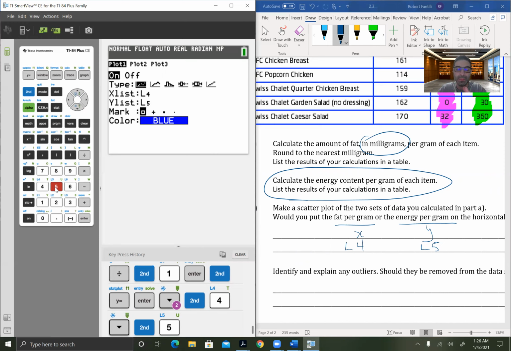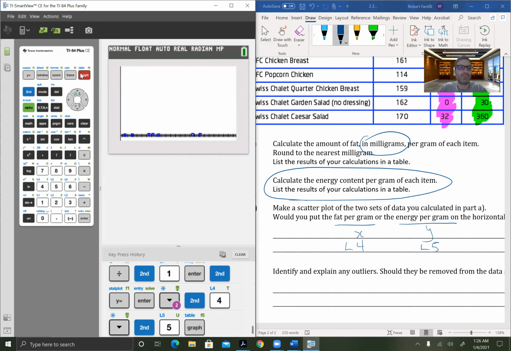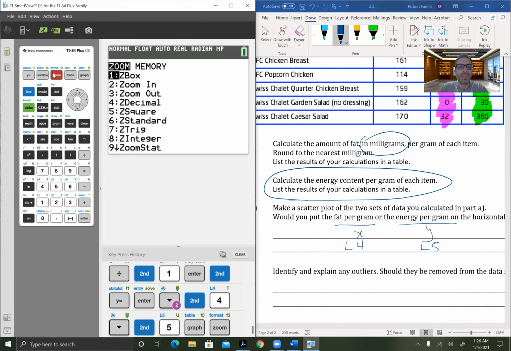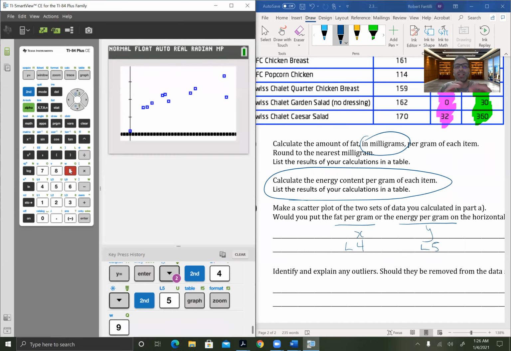Okay, so that's done. Remember, when we want to graph, we want to zoom in on our statistics. If I just hit graph right now, go ahead and hit graph on your calculator, you get something weird. But if you want to zoom in on what we just did, you hit zoom and option 9. So zoom and enter 9. That's zooming in on your stats. There you go. We've got our scatter plot. Looks pretty decent. I do see that this dot here at the beginning looks a little out of place. This dot here also looks out of place. So those are probably our outliers.